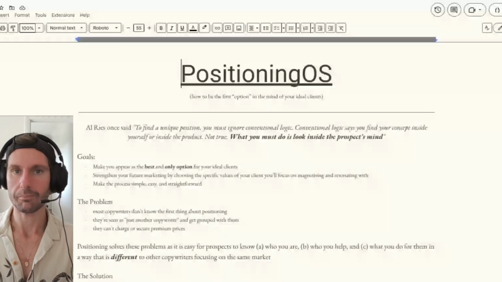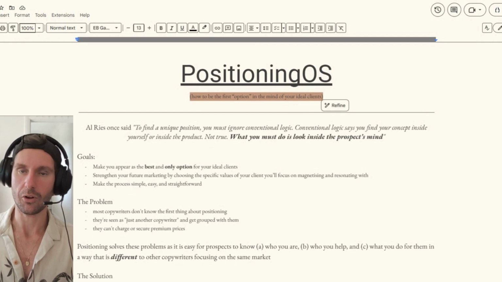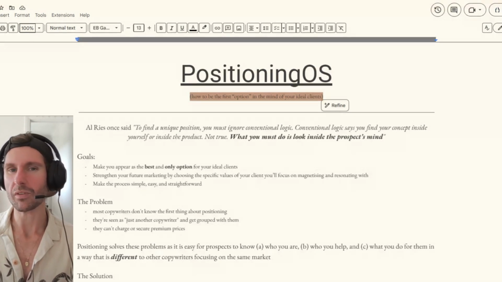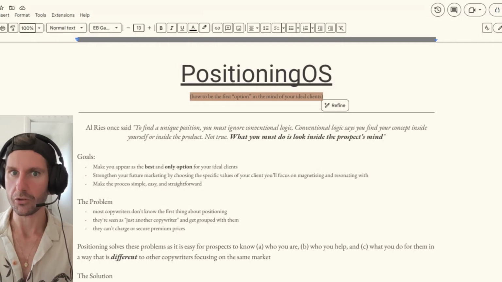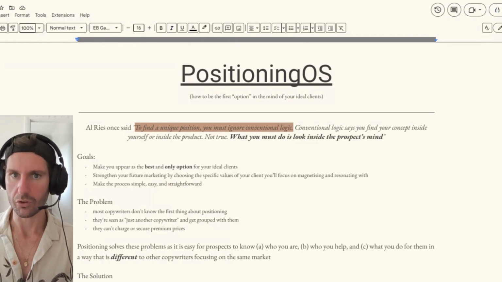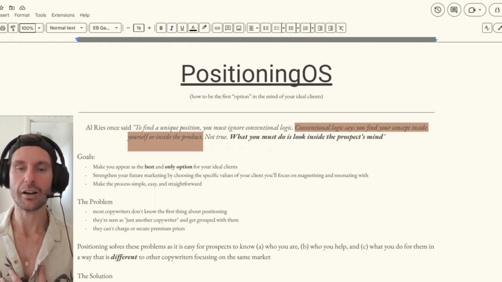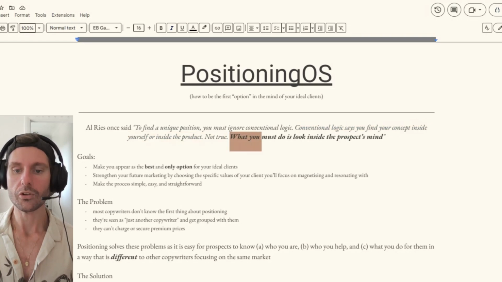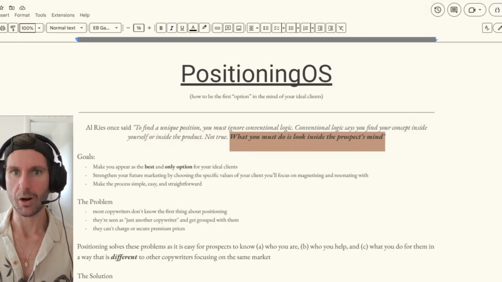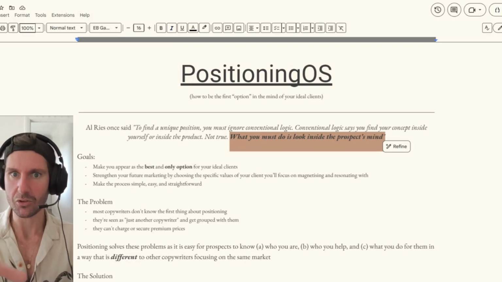Let's dive in. So, as you can see here, how to be the first person or the first option that comes to mind for your ideal clients. So positioning, if you haven't read the book by Al Ries, I highly recommend that you read it. There's a quote in here that is, to find a unique position, you must ignore conventional logic. Conventional logic says you find your concept inside of yourself or inside of the product. That's not true. What you must do is look inside your prospect's mind, and you've already done that. So you have the information that you need in order to create your position in the market, because you deeply understand your ideal client, what they value and what they want.